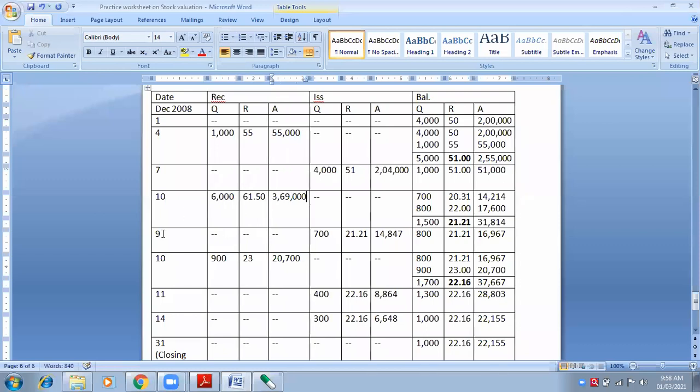3,69,000. Okay. And issue column will be nil. How should we write in the balance column? 1,000 should be written first, at the rate 51 and 51,000. Just below that we will bring this 6,000 that we have purchased today, 6,000 into 61.50, and it is 3,69,000.